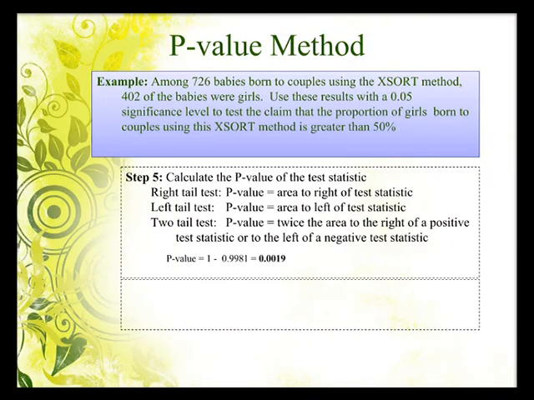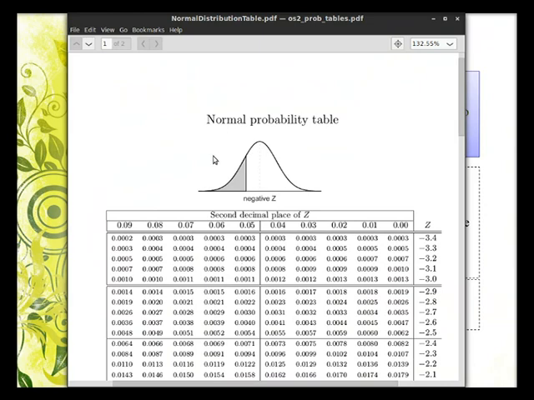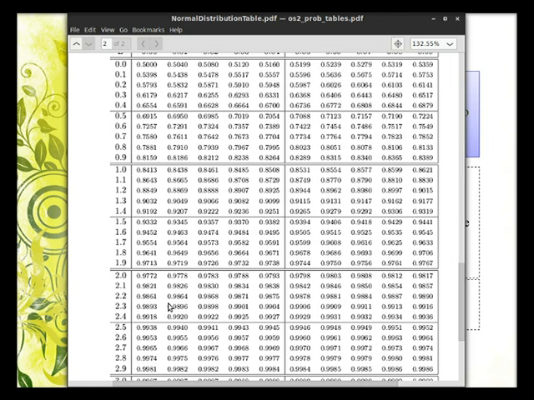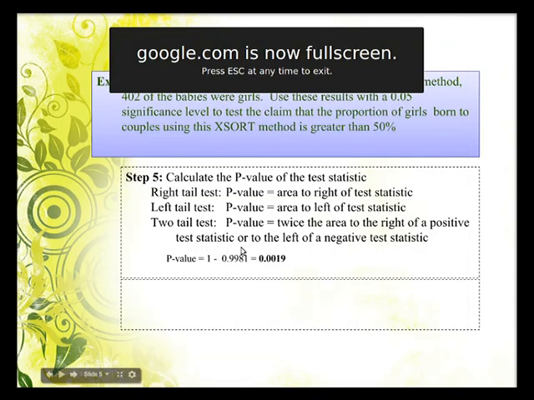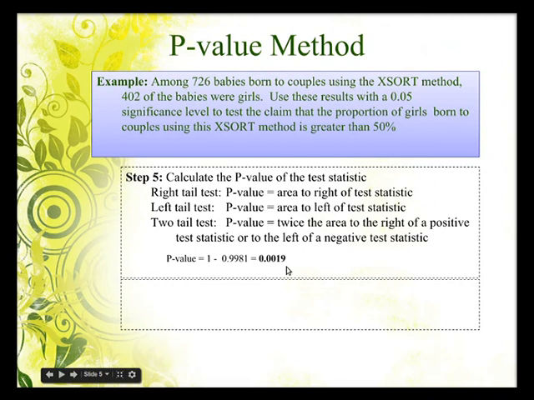So in this case, the p-value is 0.0019. How did we get that? We had to look up 2.89 in our z-score table. That is our normal probability table. So 2.89 got me 0.9981. So 1 minus 0.9981, since I want the area to the right, gives me 0.0019.